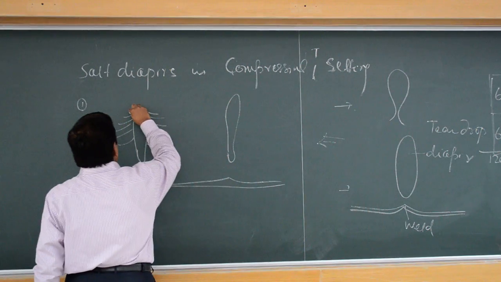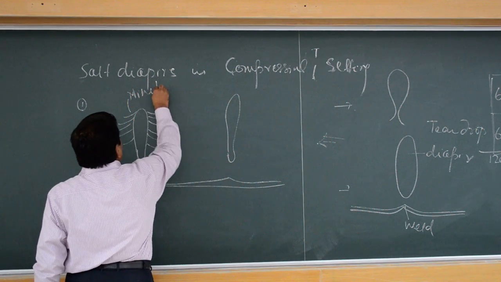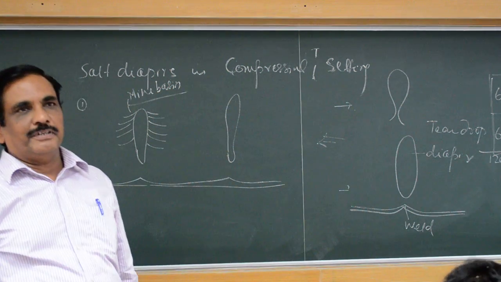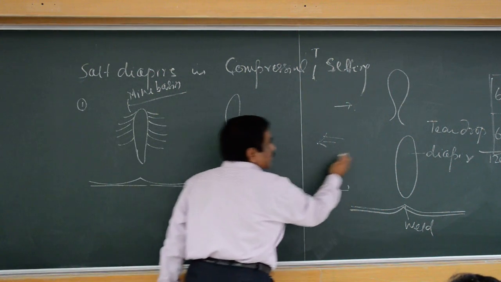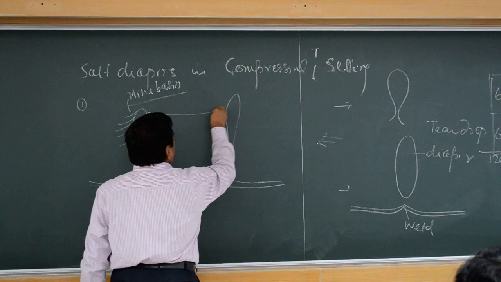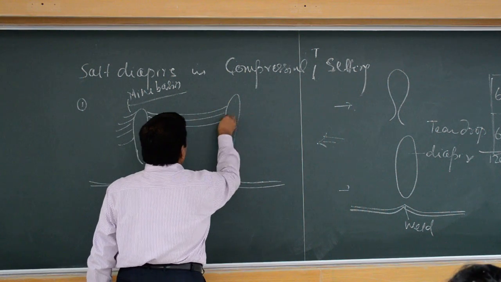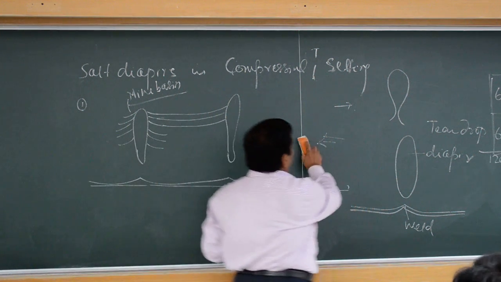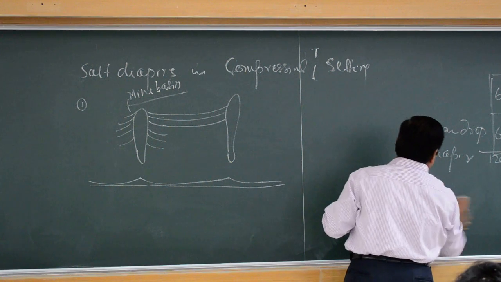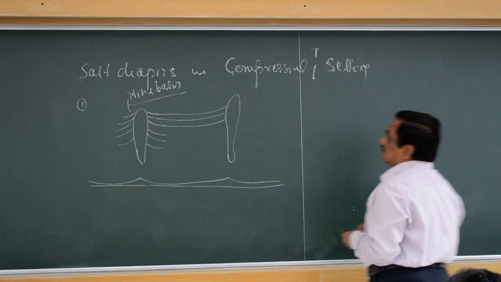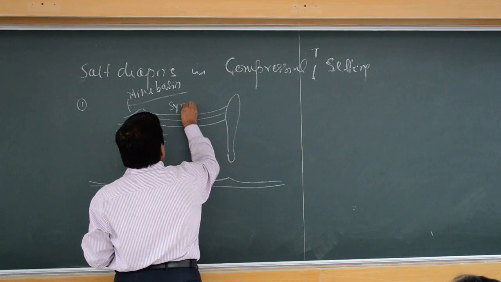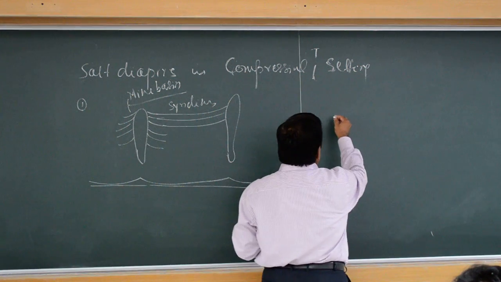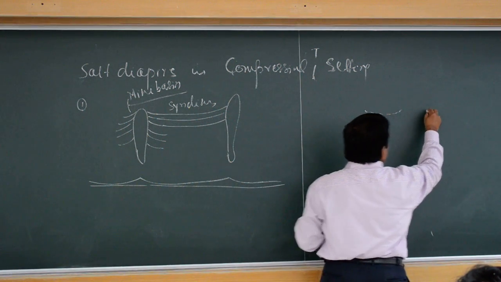These are the mini basins or the synclines. Mini basins on either side of the salt diapir. So like this, if you have a series of salt diapirs, you have a marginal or circular basin surrounding a salt diapir, something like this. So these are the synclines between two salt diapirs. So you will get a picture like this in a seismic image.